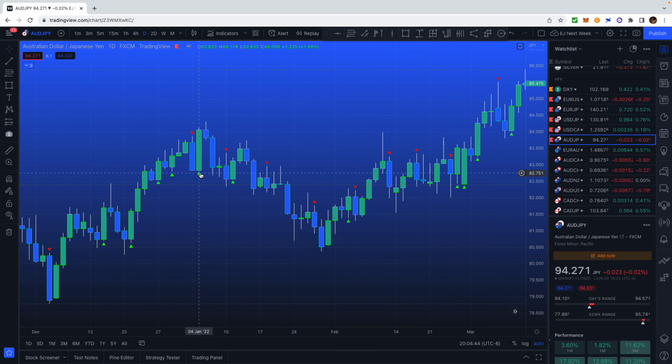They're really just signals and alarms to kind of say, hey, pay attention to this, pay attention to this. All right. So that's engulfing candles, bearish and bullish.